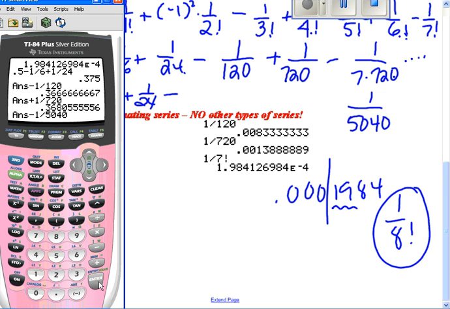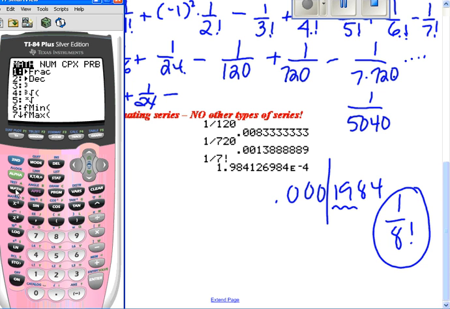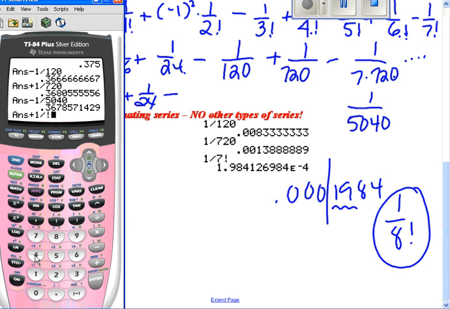5040. 0.367, and then it's going to be plus 1 divided by 8 factorial, right? Keep going until the third decimal place doesn't change, that's all. That's why I thought we should do the problem. Whoops, I forgot the 8, but that's okay. I can do second, insert, 8. There we go. There, it didn't change.